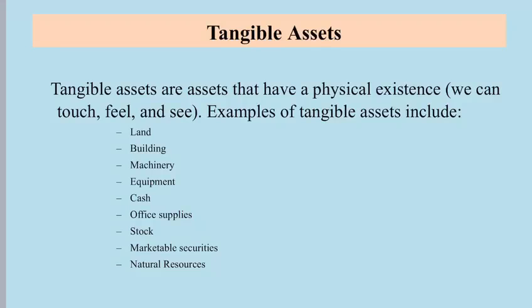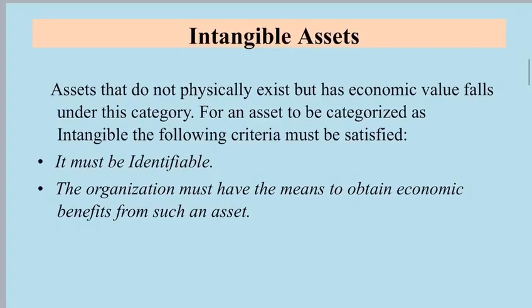But there is something else which is used to generate revenue for the firm, but which you cannot see. All such things will be termed as intangible assets. So, assets that do not physically exist, but have an economic value, are classified as intangible assets, right. They may or may not be identifiable.